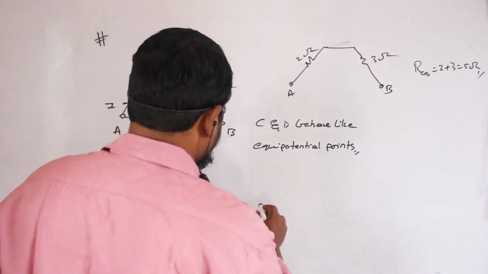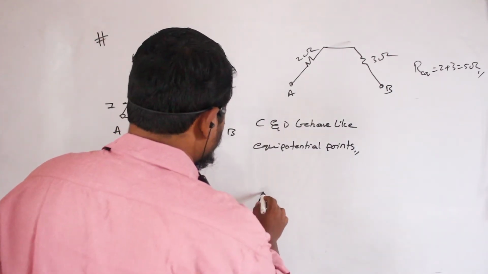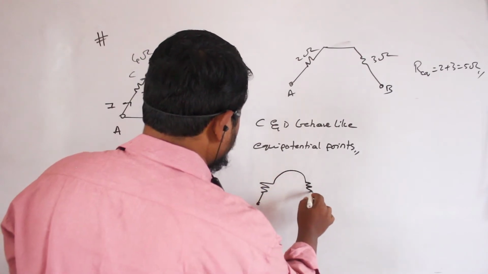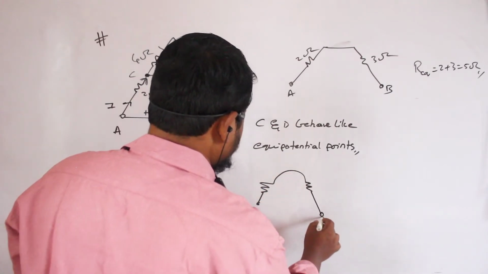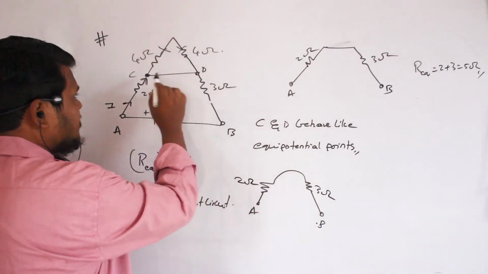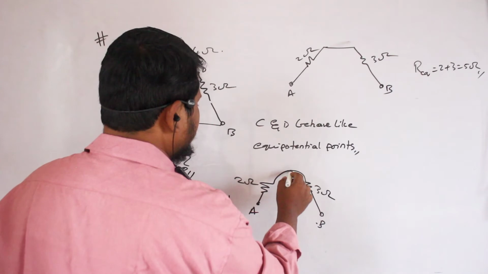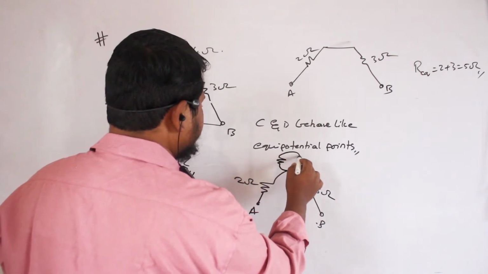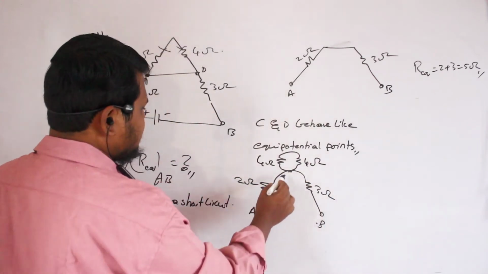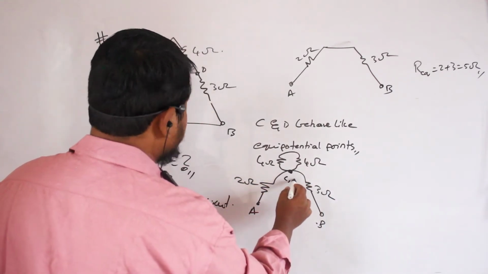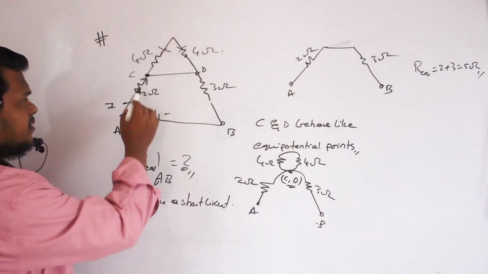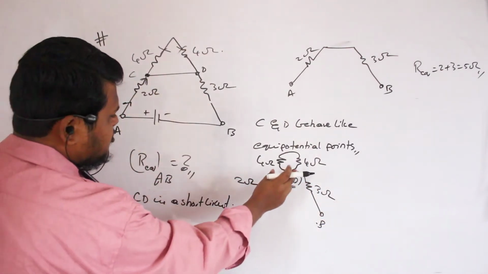So again, how can I redraw this circuit in a second manner? This is one resistor and this is another resistor. This is terminal A and this is terminal B. This is 2 ohms and this is 3 ohms. Then what about 4 and 4? 4 and 4 enter into a loop like this. This is a 4 ohms resistor and this is also a 4 ohms resistor, and these points are point C and point D. Point C and point D are equipotential points, so we are joining them.